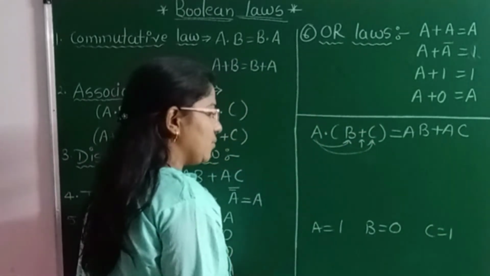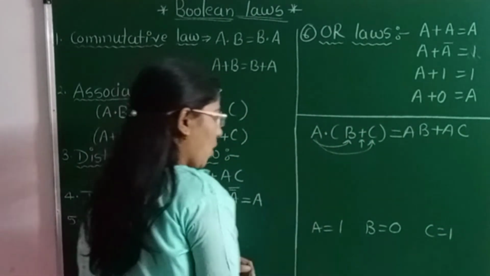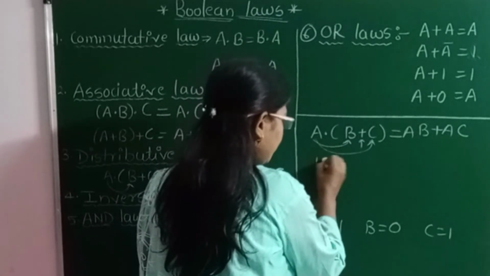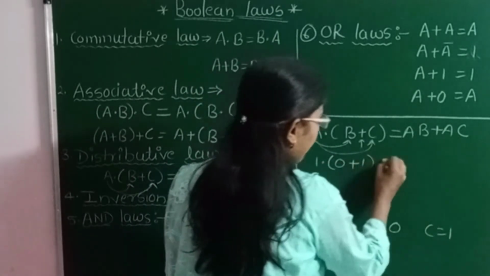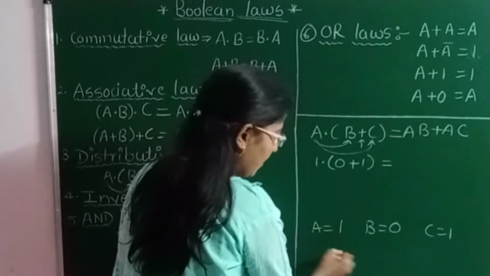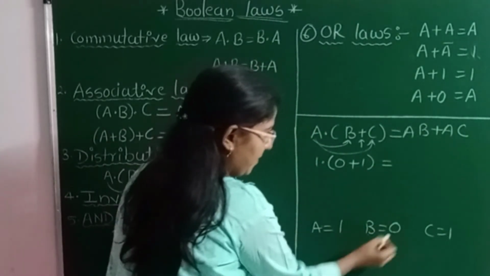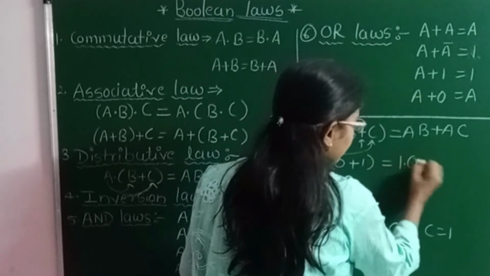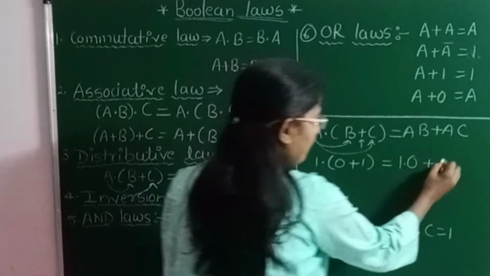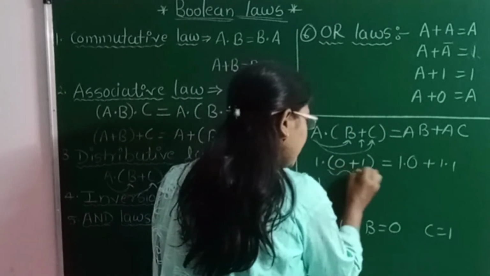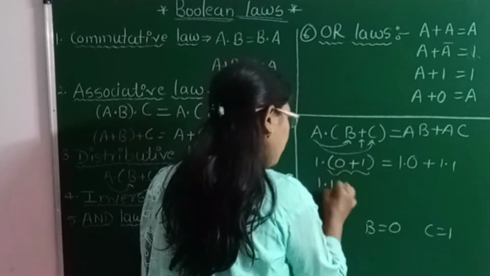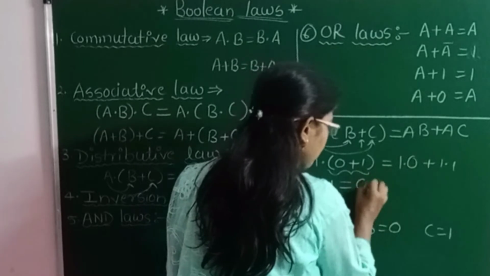So now put the values of A, B, C in the law. A is 1 into B plus C. B is 0 plus C is 1, equal to A into B. A is 1, B is 0. So 1 into 0, plus A is 1, C is 1. So 1 into, what is the result of this bracket? 0 plus 1, 1, equal to 1 into 0, 0.